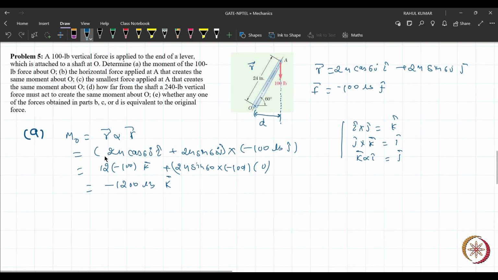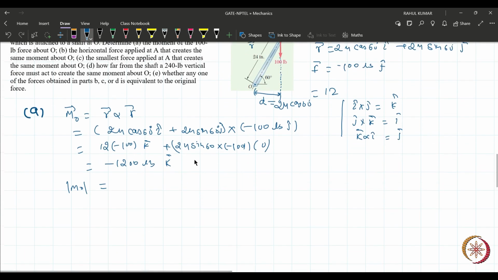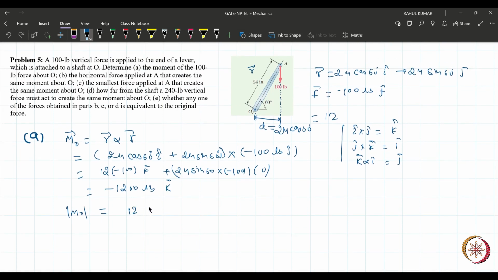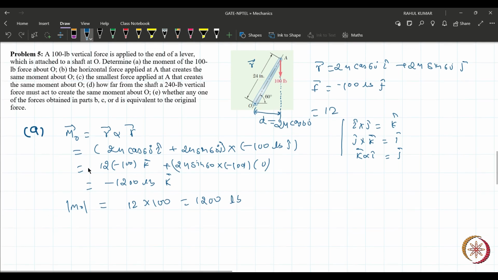So that is one method. Now the second one: if there is no point of direction, when you talk about only the magnitude, then what will you do? You will easily determine D, the perpendicular distance. What is the perpendicular distance? That is nothing but 24 cos 60, that is 12. Now we know that the magnitude of M_O equals F into D, 12 into 100, that is 1200. But the problem is we don't know the direction. That is the main thing.